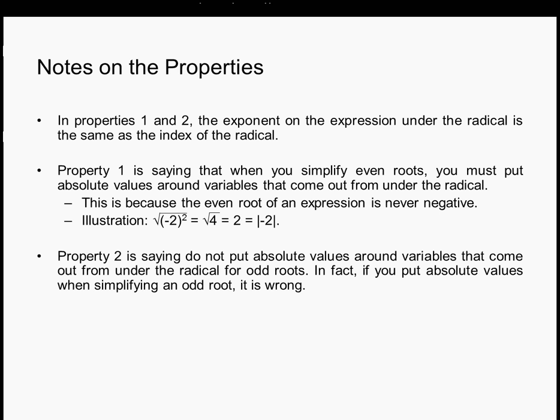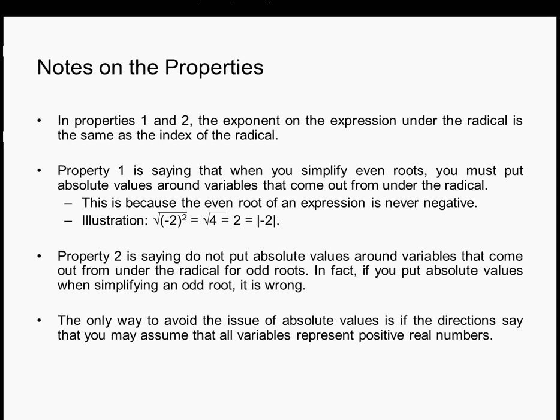Property 2 is saying do not put absolute values around variables that come out from under the radical for odd roots. In fact, if you put absolute values when simplifying an odd root, it's wrong. Remember, with odd roots, the sign of the answer matches the sign of the problem. The only way to avoid the issue of absolute values is if the directions say that you may assume that all variables represent positive real numbers. Okay, that is the simplest way to put it.